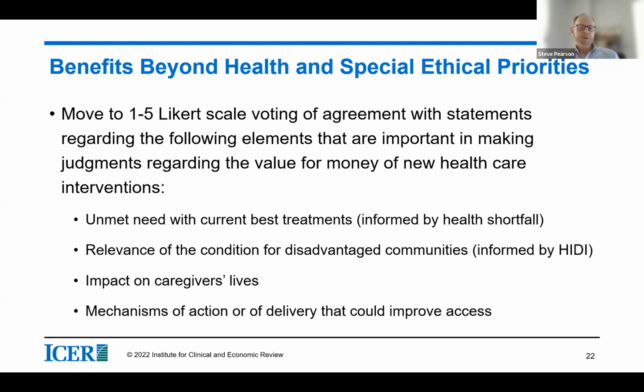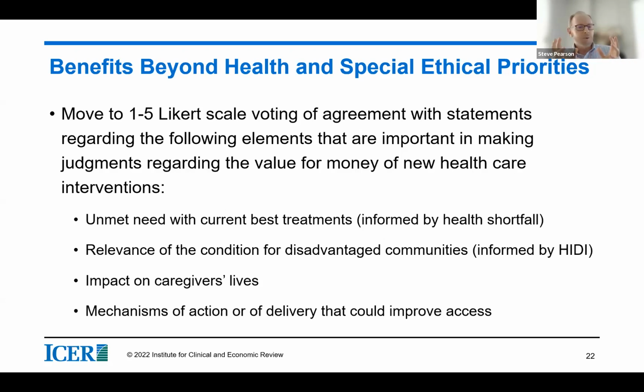We've had different types of votes in the public meeting structure. Some yes, no, some high versus low. We're going to move to a 5-point Likert scale voting of relative agreement with statements that regard the following elements that are important in making judgments regarding the overall value for money of new healthcare interventions. And we've highlighted 4. So this is the old lumping splitting issue that we've faced with these issues over time. But we've pilot tested this a bit already, and we think it's going to do a better job of providing, in a sense, cleaner messaging around the importance of some of these issues for the ultimate decision makers.